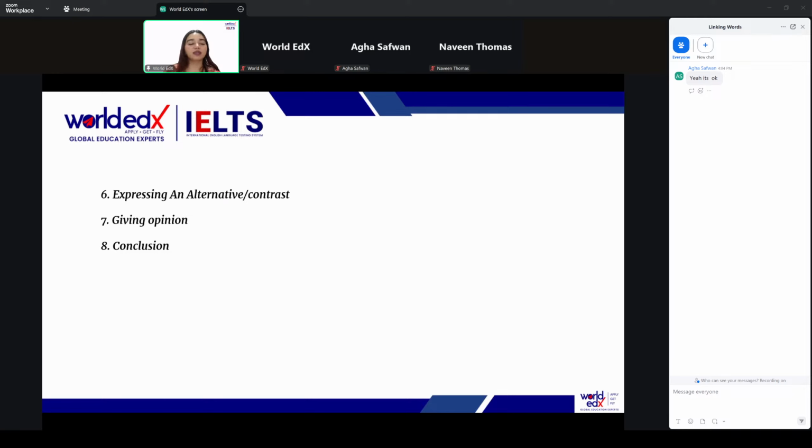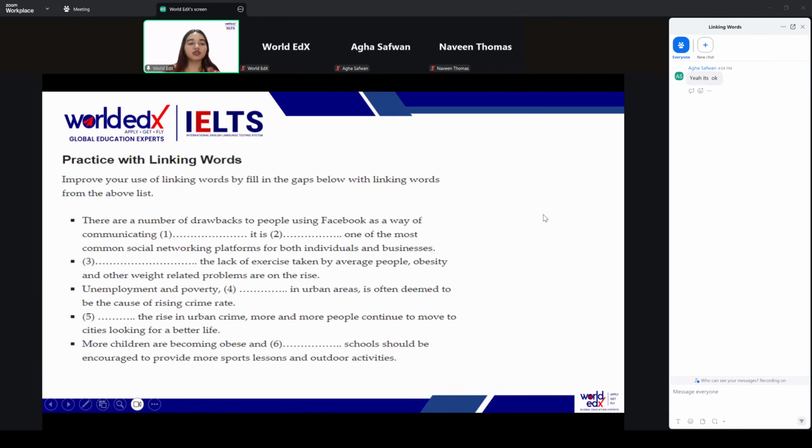When you are giving an opinion, I already told you, you will say I agree, I disagree, I could not agree more, I could not disagree more, I completely disregard the fact. And then conclusion. In conclusion, you can use to conclude, to deduce, to reiterate, to summarize. So again, these are the connectors that you use. I want you to practice these linking words.